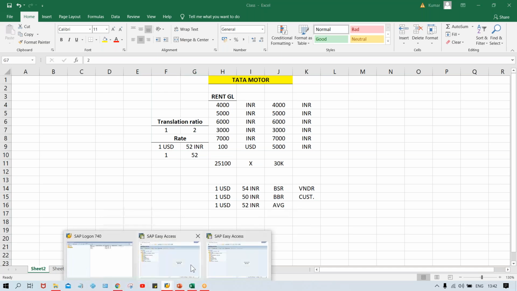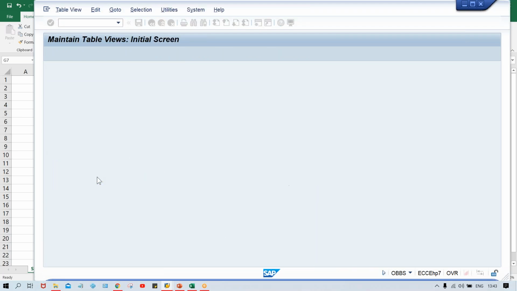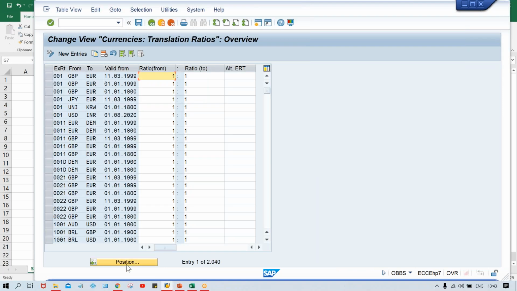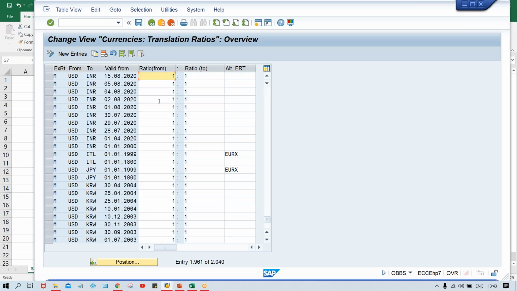I'll show you practically here, and then I'll quote the example so that you have a perfect understanding. So translation ratio means the relation between two currencies. How? I'll show you. In OBBS, we have specified 1:1 only, right? Now click on position and exchange rate type. It will be average. Here give USD, INR, and a date. This date we have specified here. If it is USD INR, right? 1:2 ratio.